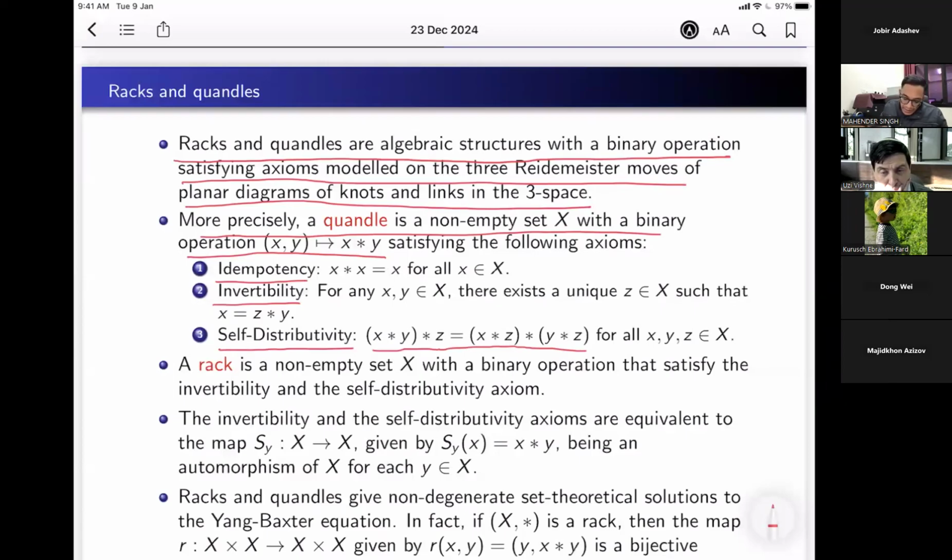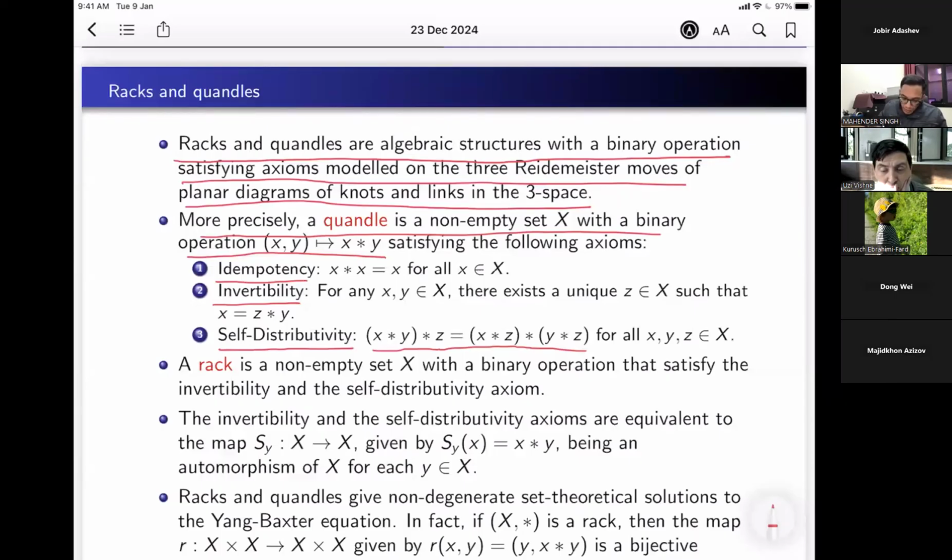And what is a rack? A rack is simply the one which consists of the second and third. We need not have idempotency in a rack. Okay? And there are plenty of examples of racks which are not Quandles. We are going to see many examples in the coming slides of Quandles arising in different contexts.